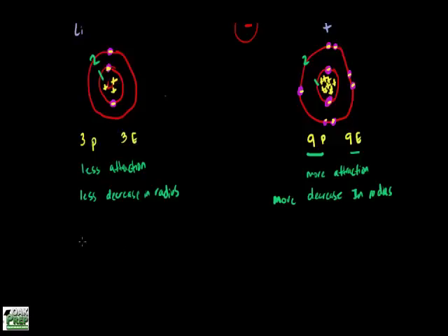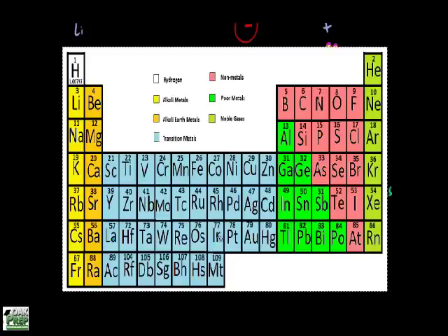So we can come up with the trend that as we go from left to right, the radius or the size decreases. So this is the first part, and let's bring in our periodic table again to see another trend. So while this is going across, what is the trend when you're going up and down?